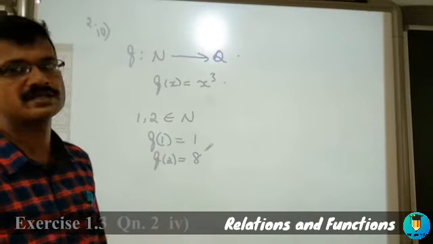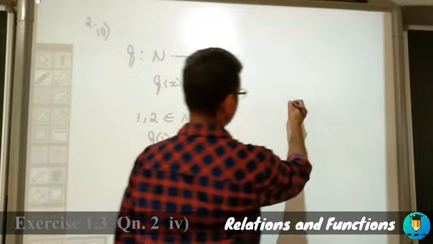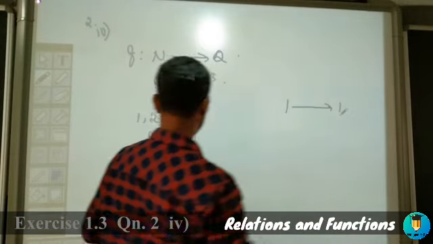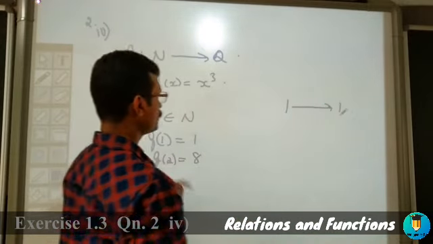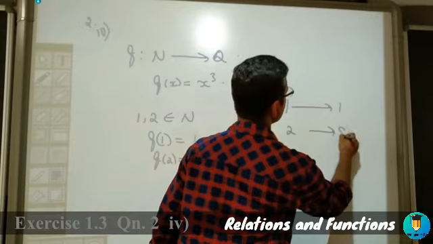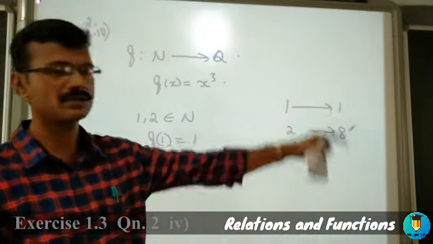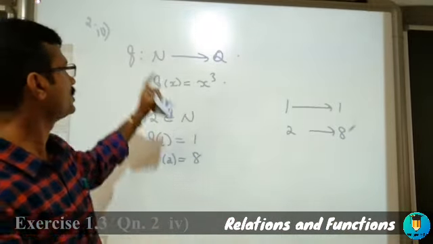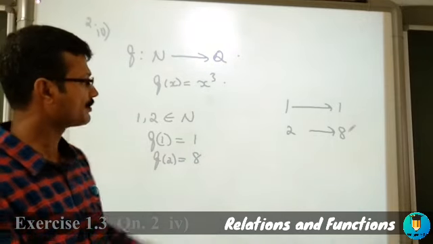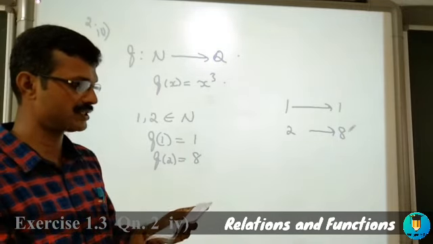Therefore, we can say it is a one-one function. See here, 1 is connected with 1, and 2 is connected with 8. You can see one element is connected with only one element. So it is a one-one function. That is, it is an injective function.